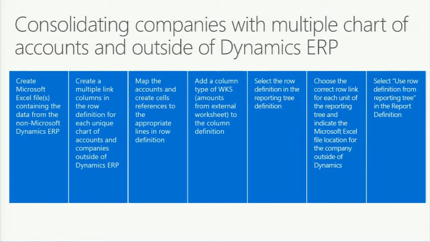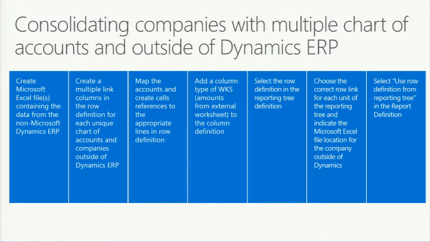We're going to create multiple link columns in our row definition. So within Management Reporter, there's a financial dimensions link that links us back into AX. We're going to create multiple of those, one for each of the unique charts. And it's not necessarily company, it's based on the chart. So every unique chart would have a different link to financial dimension column.